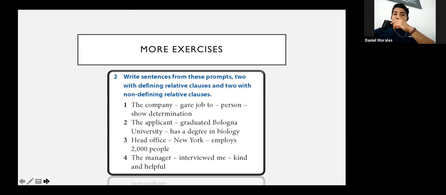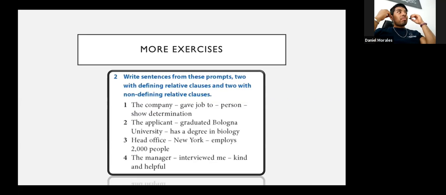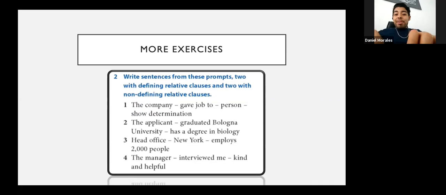Now we're going to make you practice with this, okay? Let's do an activity on relative clauses, all right? Write sentences from this prompt, two with defining relative clauses and two with non-defining relative clauses. This activity, we're going to do it in pairs, okay? So I'm going to send you for a couple of minutes to a breakout room because two heads think better than one. So I'm going to send you and you will come up with the examples, okay?